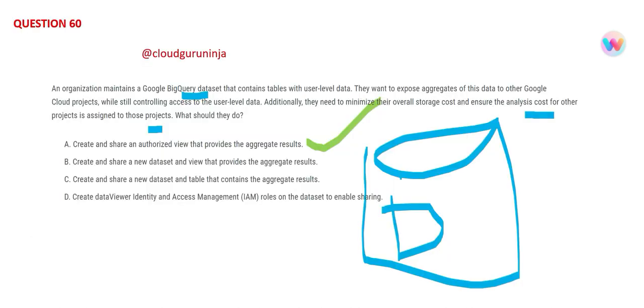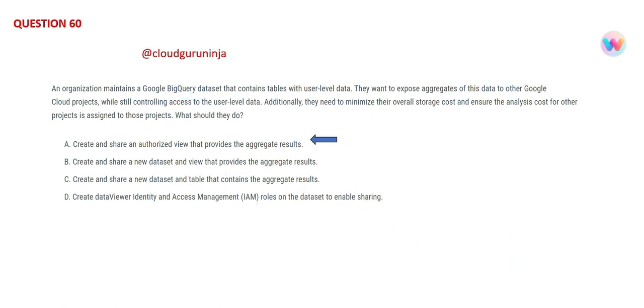And that is why option B is wrong, because option B will create new datasets. Option C will also create a new copy, which will maximize the storage usage. And D is totally wrong. It is telling you to use IAM roles on the dataset, etc. No, we will keep pre-calculated data ready for consumption by other people, and we will share that. So option A is correct in this case, where we will create and share an authorized view that provides the aggregate result.